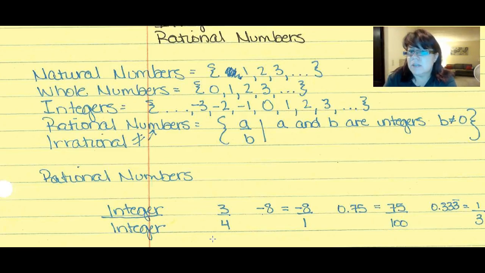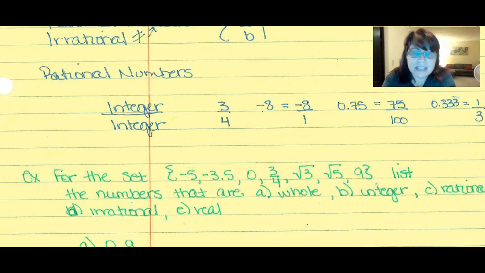0.75. But that's a decimal. Oh no, we can rewrite it as a fraction, an integer over an integer, 75 over 100. There you go. Good enough integer for me. And then 0.33333, where the 3 repeats indefinitely. Well, that's just 1/3. Now here's the thing. Rational numbers can be any decimal that terminates, meaning it stops, like 0.75. Or it's any decimal that repeats, because we can always put it into the form of a fraction, like 0.11111 is 1/9. That's a rational number.